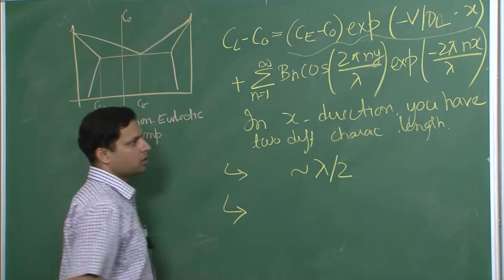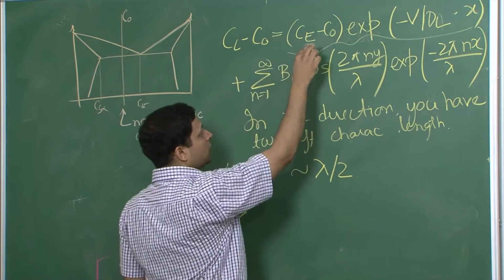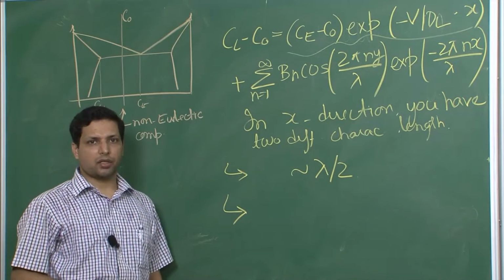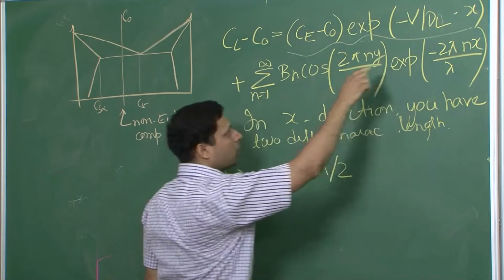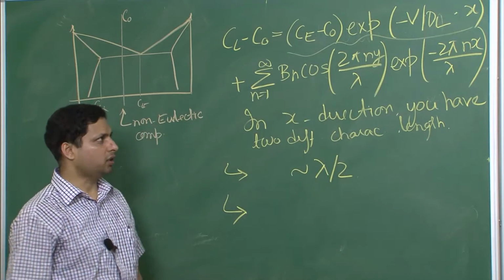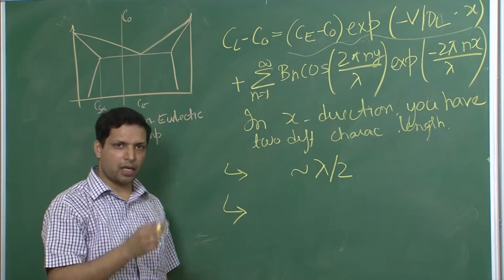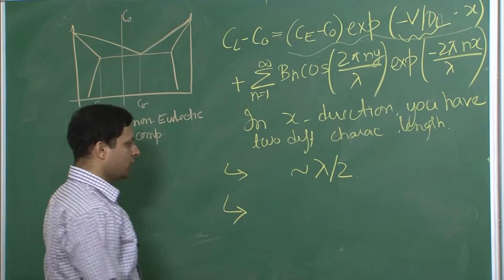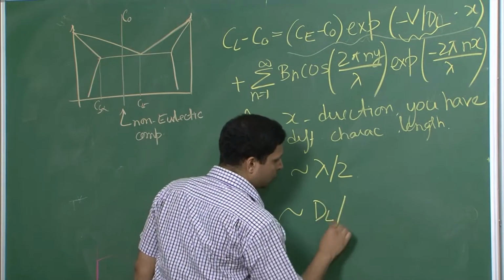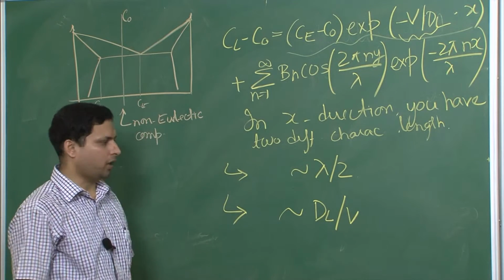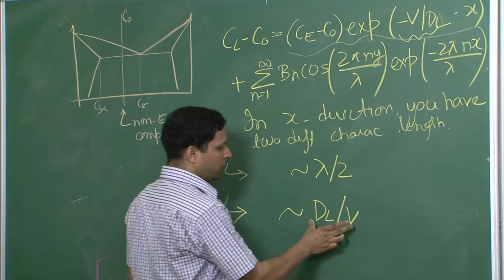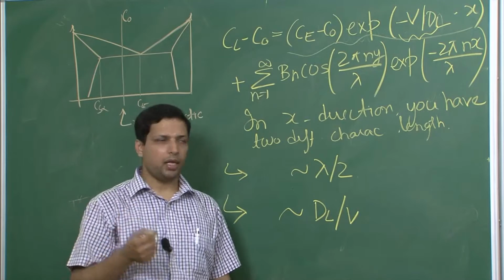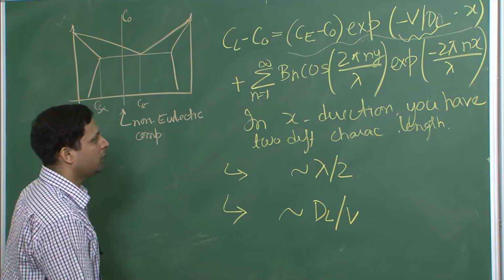Another characteristic length is, when you look at the first part, which describes the composition variation in the x direction, the rate at which it drops is related to this value, Dl over v. So this is your other characteristic length, Dl over v. Now depending on which value is dominating, you will be able to say which is the more important parameter. Let me explain what I mean.